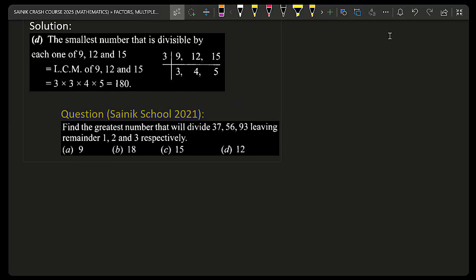So first subtract 37 minus 1, then 56 minus 2, 93 minus 3. After that, greatest number, then do LCM. Okay, I'll ask you one question, Pranay. First of all, why are you subtracting? Why are you not adding? Why are you only subtracting? Can you give an answer?